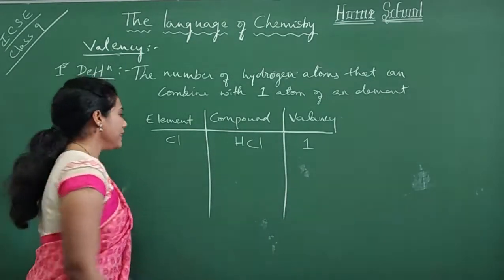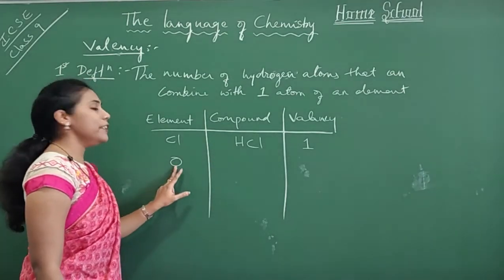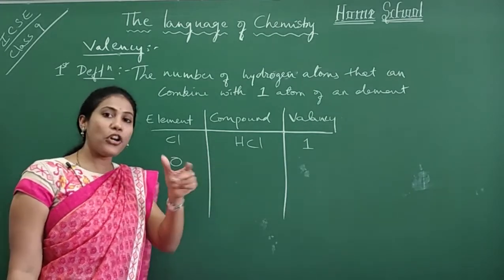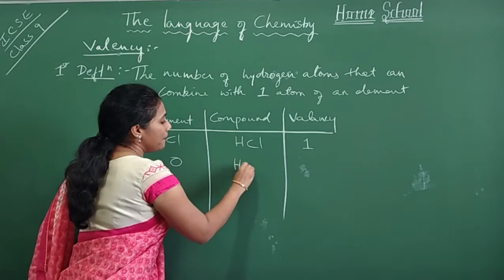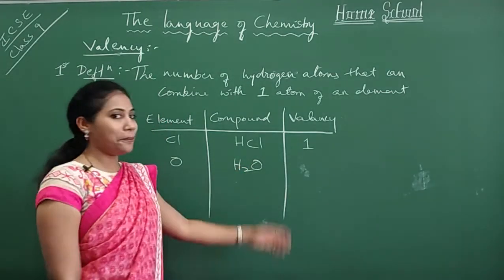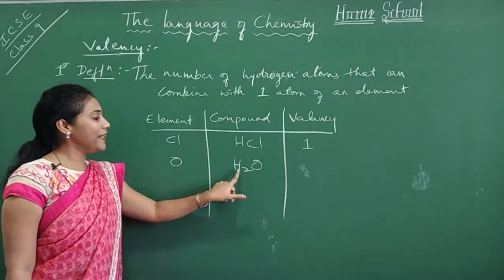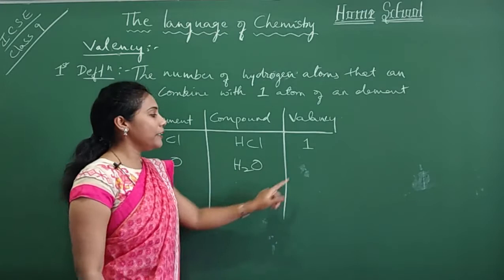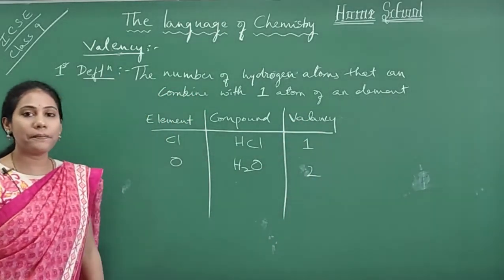Let me take another element, oxygen. Okay, so can you figure out a compound of oxygen which also has hydrogen? Yes, very simple compound. Every day we keep using this, that is water. Oxygen has combined with how many hydrogen atoms, guys? It is combined with 2, isn't it? So the valency is 2 here.